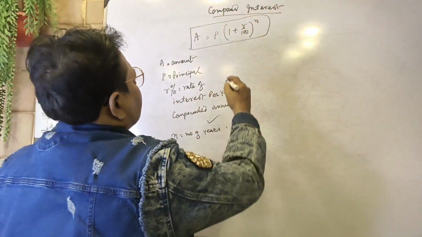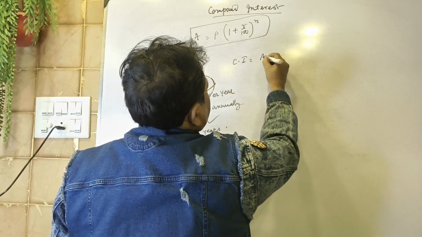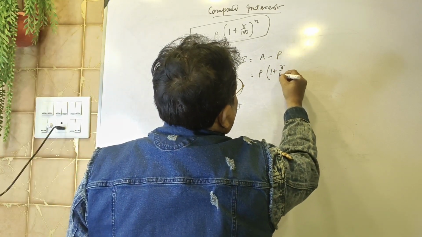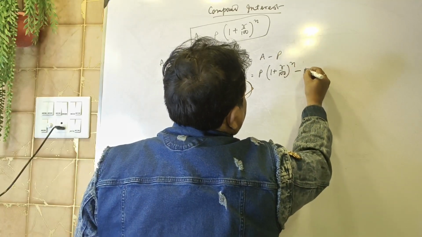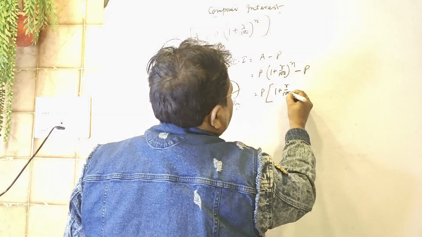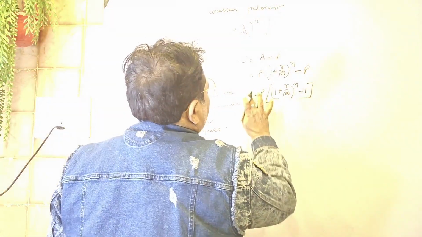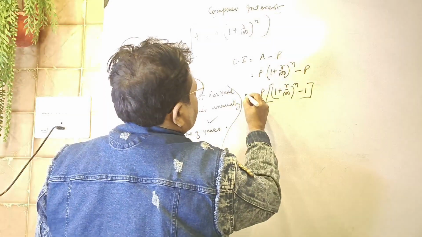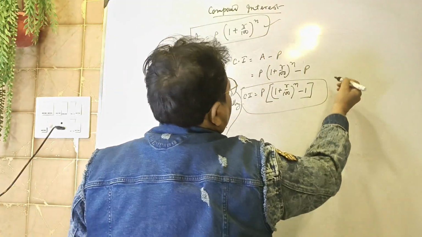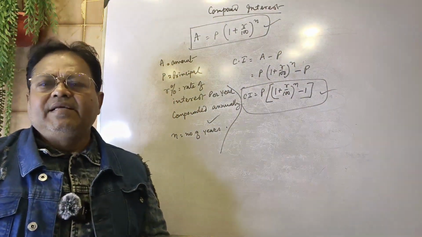This is A. So what will be the compound interest? Compound interest is equal to A minus P, that is P into 1 plus R by 100 whole to the power n minus P. If I take P as common, it is P into 1 plus R by 100 whole to the power n minus 1. This is the compound interest formula. This is the main formula of amount, and this is compound interest. I think you can see clearly.